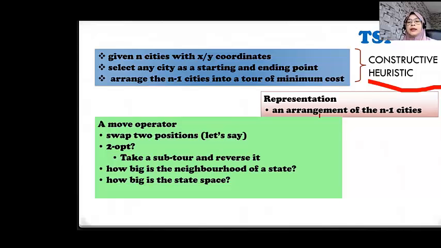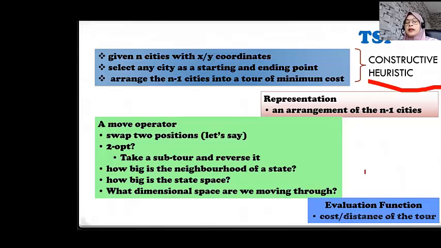And how big is the state space? What dimensional space are we moving through? Then we need the evaluation function to calculate the cost or the quality of the obtained solution. So this is local search. When we apply the neighborhood operator, we improve the current solution. This is called local search.